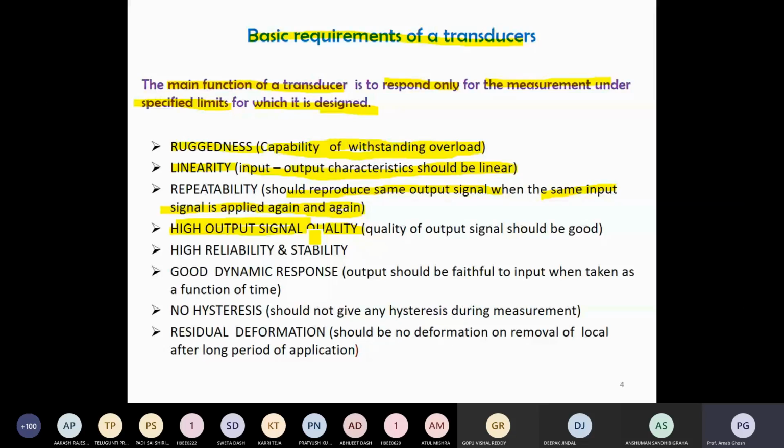Then high reliability and stability, that is, a stable zone of operation. How much operating range is there? Otherwise, suddenly you give the data and you get absurd results.